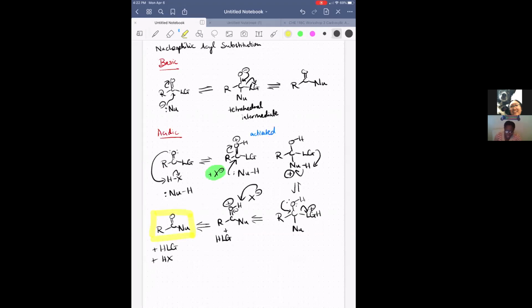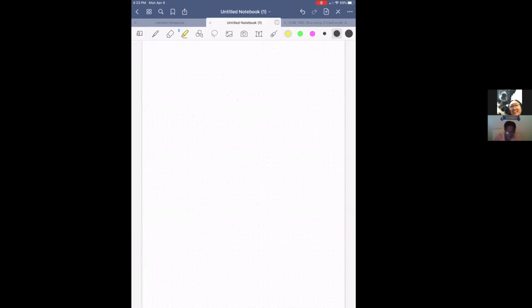And I like to call these examples pseudoacidic acyl substitutions because they look similar to our acidic mechanism. I'll just go back to that really quickly. They look similar to our acidic mechanism, but the main difference here is that we're going to do something slightly different. Instead of having an external acid that can protonate our acyl group to activate it, we'll actually use a proton that's already present in our molecule. So let's talk about how that works with a carboxylic acid.